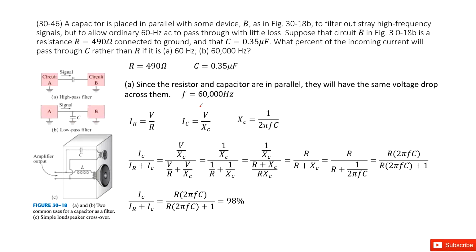Now, if we increase the frequency F to a very large value, like 60,000 Hz, we do the calculation similarly. We find the percentage of the incoming current that goes through the capacitor C is 98%.